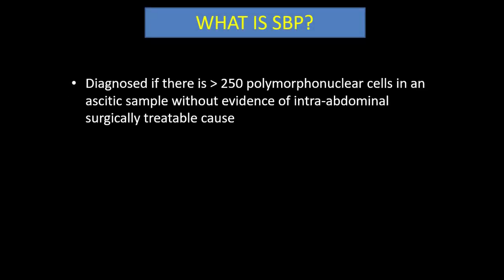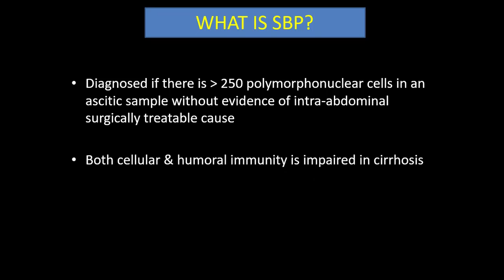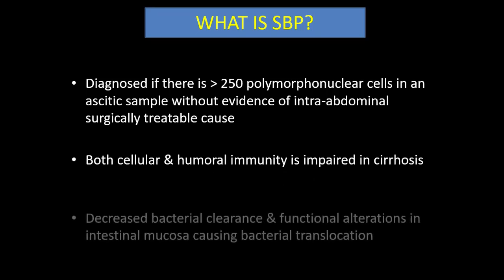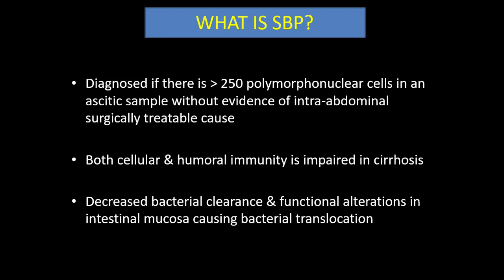Next is what is SBP. It is diagnosed if there are more than 250 polymorph cells in your ascitic sample without evidence of an intra-abdominal surgically treatable cause. And it is because both your cellular and humoral immunity is impaired in your cirrhotic patients, and this causes decreased bacterial clearance and a functional alteration in the intestinal mucosa, causing bacterial translocation from the gut to the ascitic fluid.